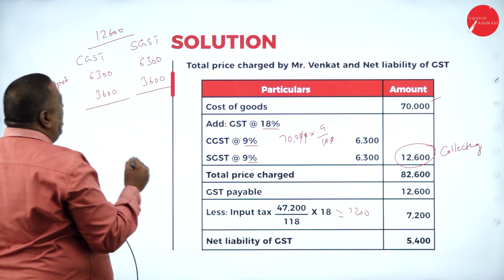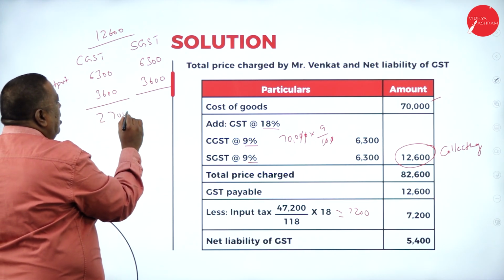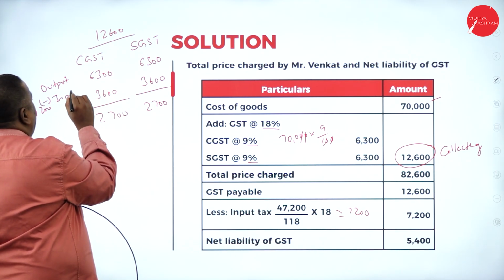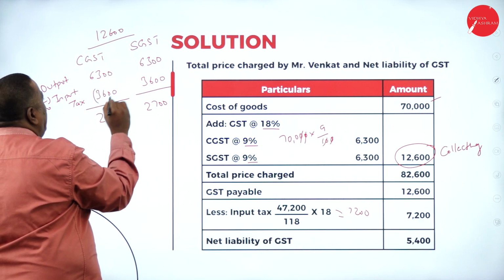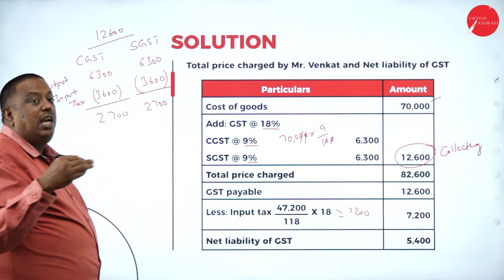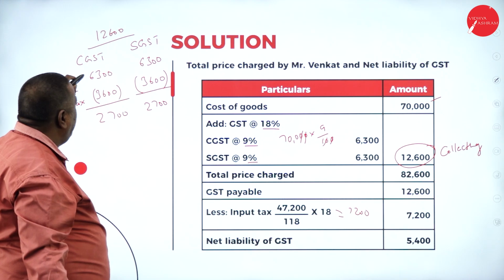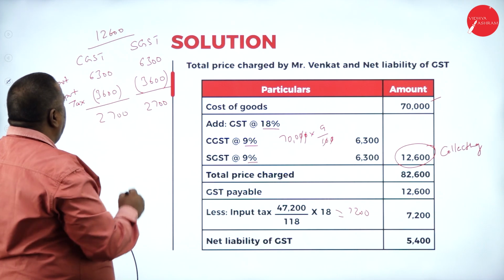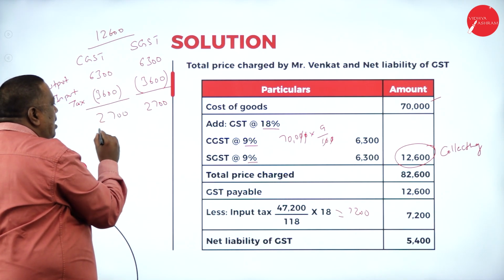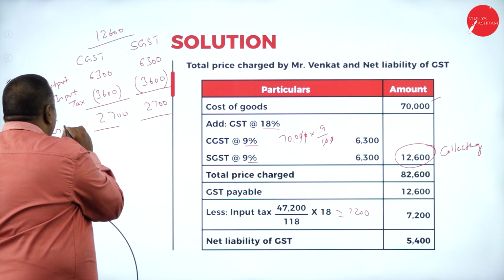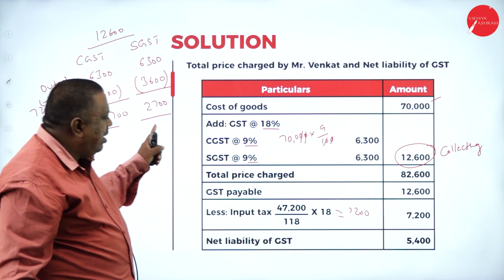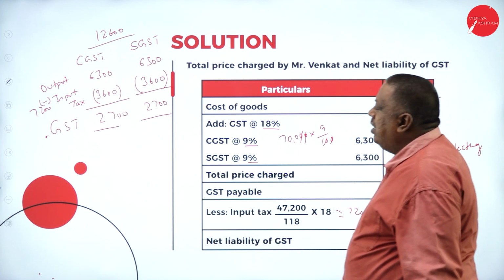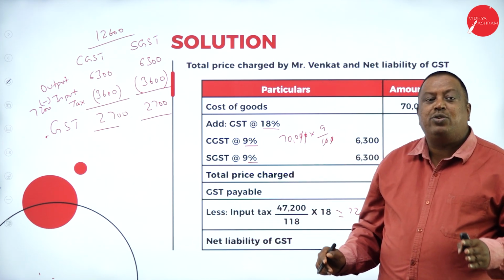Now, what is the remaining amount? 2,700, 2,700, means less input tax. Input tax is deducted from this amount, because we have already paid it to the government. Now we are collecting 6,300, but our amount is already there with the government. The remaining balance should be paid here. That is 6,300 minus 3,600. The GST payable will be 2,700, 2,700. That is nothing but a total of 5,400. This is the amount of GST I have to pay to the government.